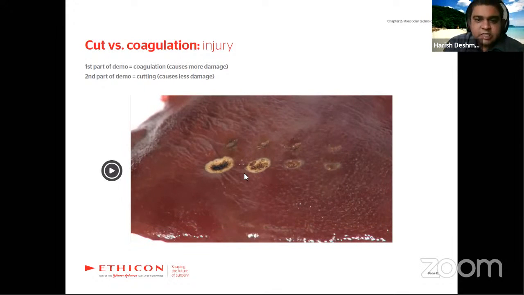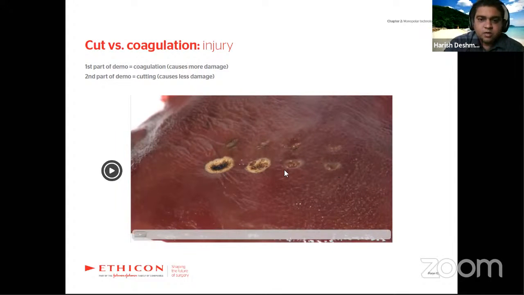So if you see here, the first line which you are seeing is a coagulation mode, and the second line which you are seeing is a cut mode. 5 second, 1 second, 2 second, 5 second, and 10 second of activation. Dr. Prem's question was whether a temperature increase is there or not when you are using it for a longer time.